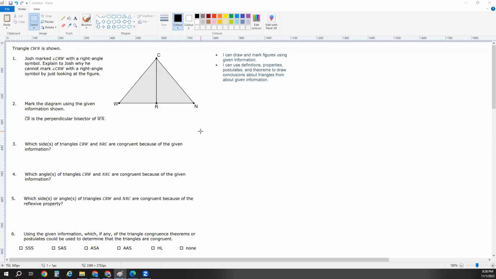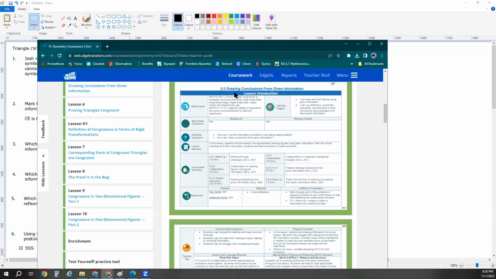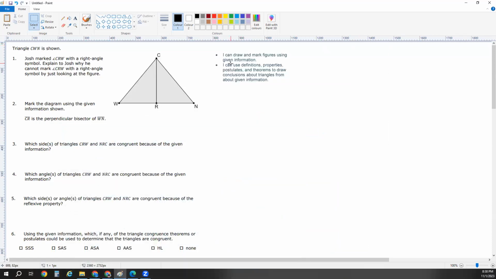Okay, so we're going to cover section 5.5. What did they call it? It's drawing conclusions from given information. That's what the title is. And from this, they want you to be able to draw and mark figures using given information.